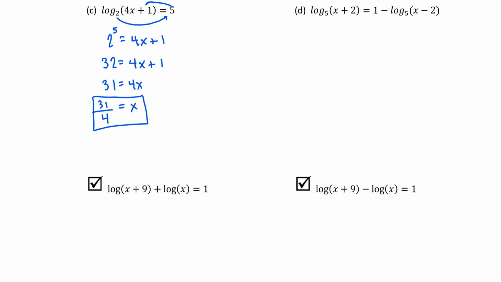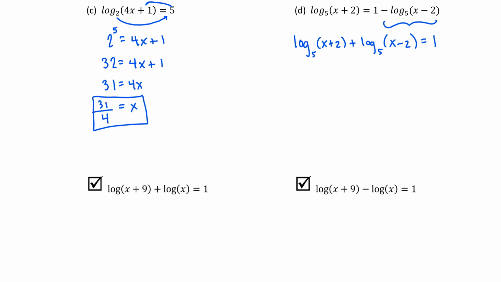Okay, those have been pretty simple so far. Let's look at example D. Notice example D is different because it does have 2 logarithmic expressions. So we're going to need to collect those logarithms on one side. So I'm going to add this logarithm to both sides. We end up with log base 5 of x plus 2 plus log base 5 of x minus 2 equals 1. I'm just adding the entire term as a collective on both sides.